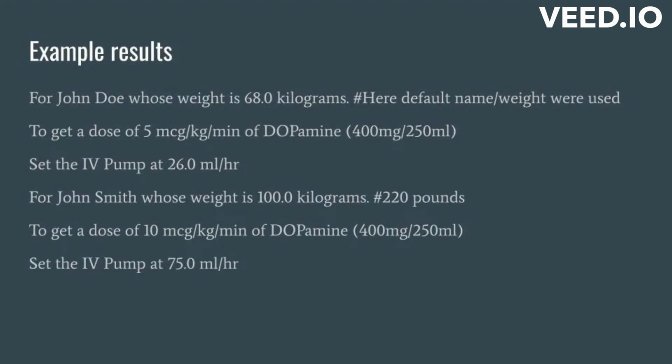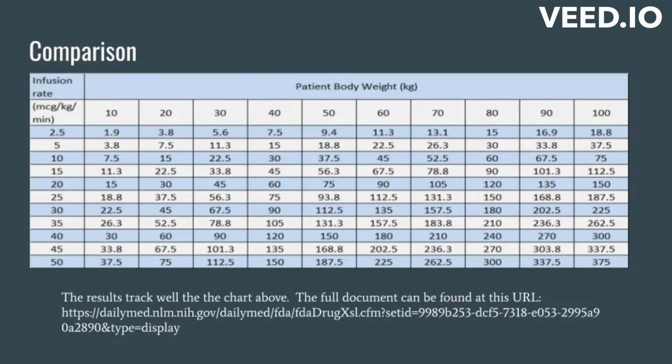Here are two examples. The output is the name of the patient, the weight of the patient, and the dose and concentration used in the conversion. Finally, the rate the pump should be set at is given. These results track well with this chart. Charts like this are also used when smart pumps are not available.